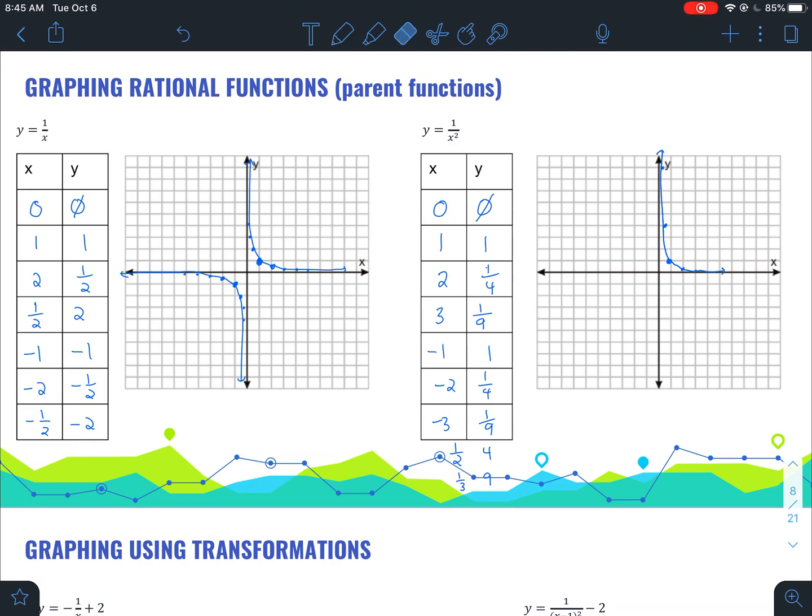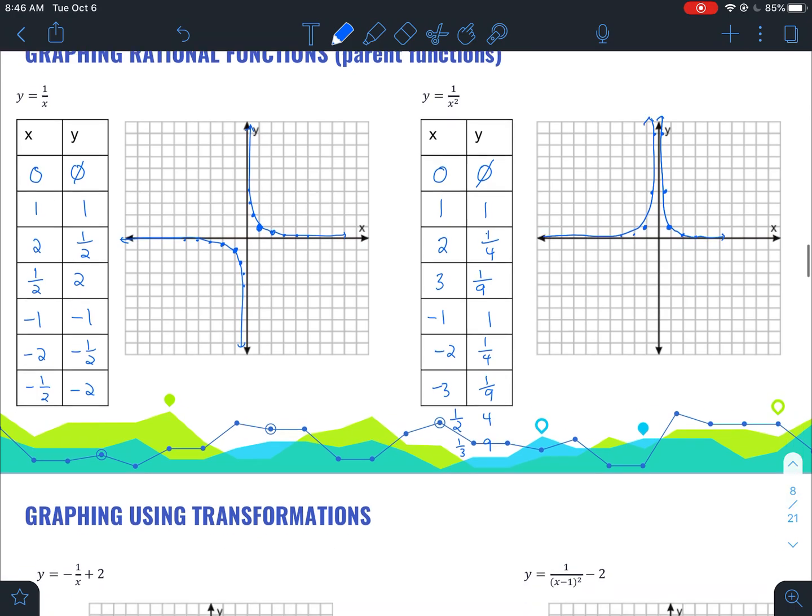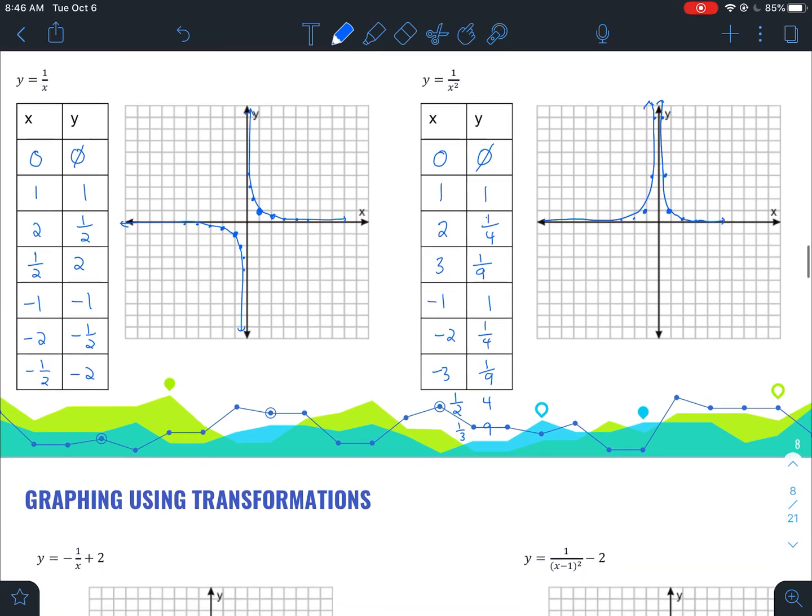And then notice, since it's 1 over x squared on the other side, oops, not -1, that's +1, I get -1, +1, -2, 1/4, -3, 1/9, -1/2, 4, -1/3, 9. So it mirrors itself on the other side. So I call that the volcano function because it's erupting at the x-axis. So that's what the parent function of 1 over x squared looks like.